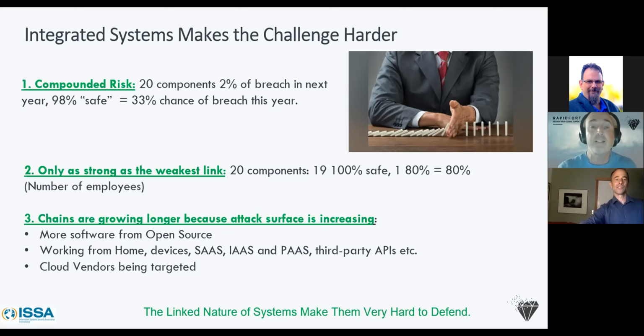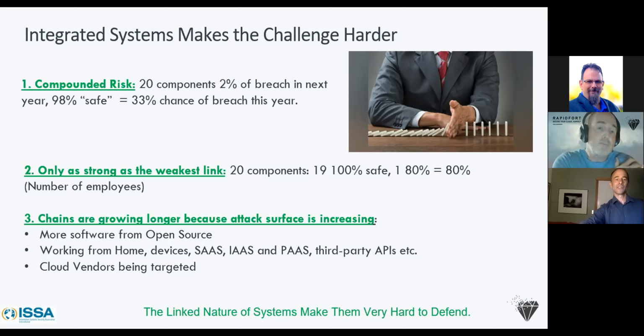We have to remember that this daisy chaining of systems together creates a lot more exposure than one would expect. The next key insight is that you're only as strong as your weakest link. If you have these same 20 components and 19 are 100% safe, and one of them is 80% safe, that sets the ceiling for your overall risk profile. You can never be stronger than your weakest link. The best example is if you have 1,000 employees and all of them adopt strict security hygiene, but just one of them is out there doing foolish things, that individual is going to set the limit for your overall security.